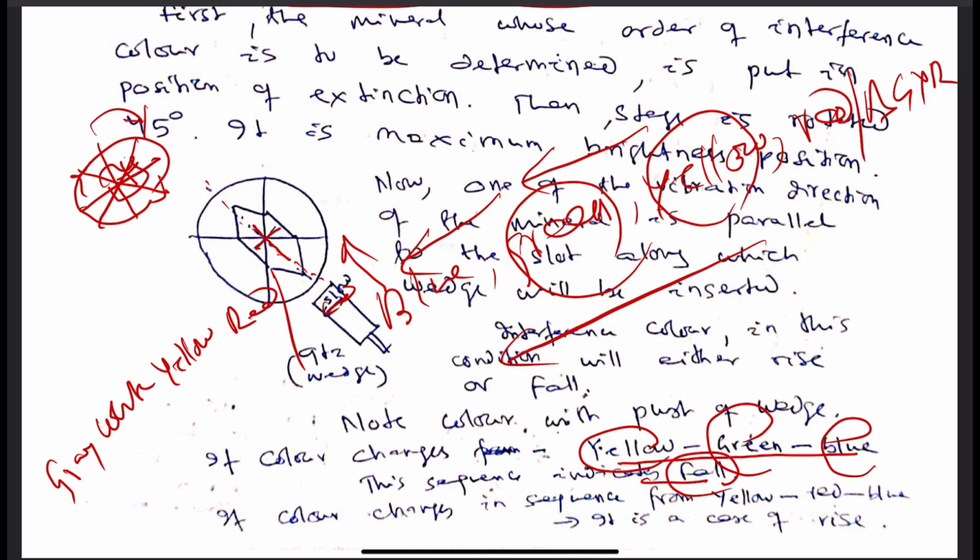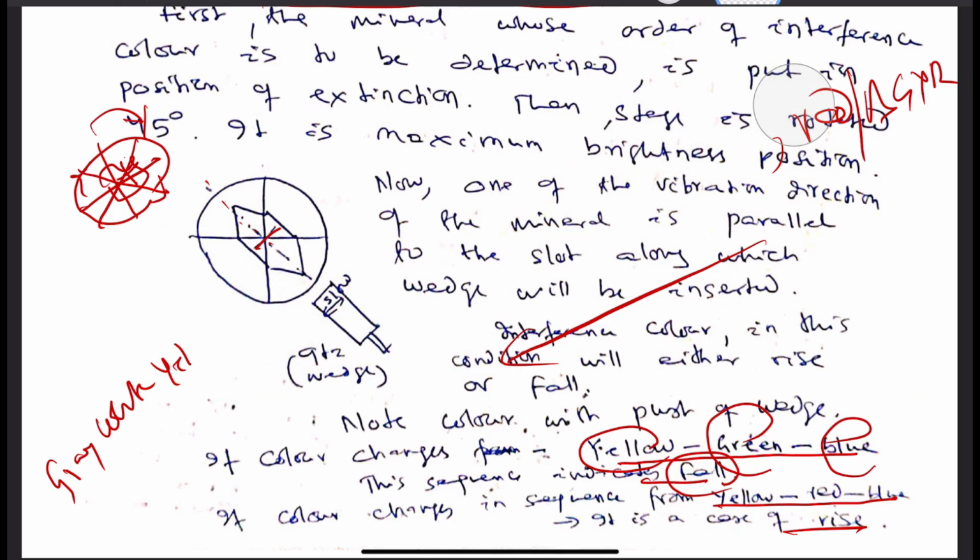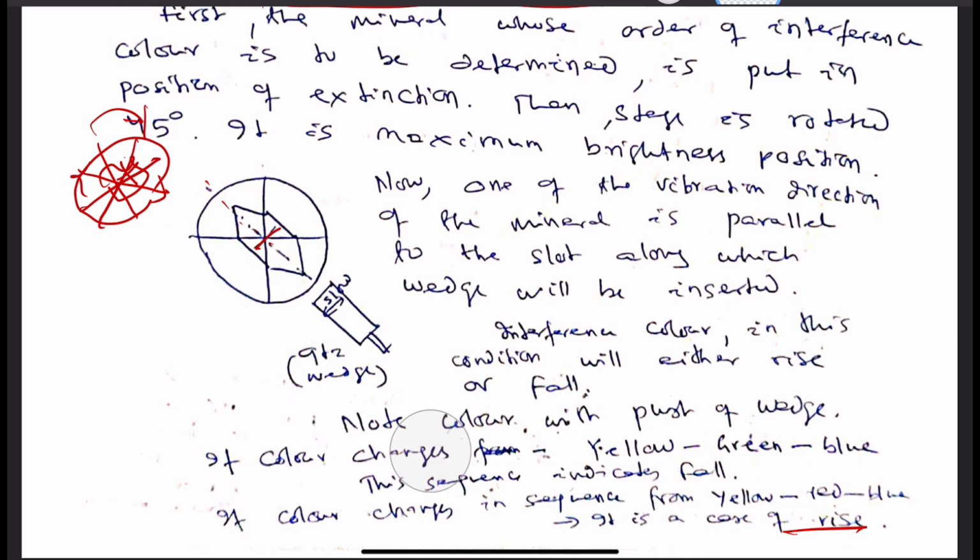If the color change sequence is yellow to red to blue, yellow, red, blue, this sequence is a case of rise. So it is a case of rise. So now we could know whether there has been rise or fall.